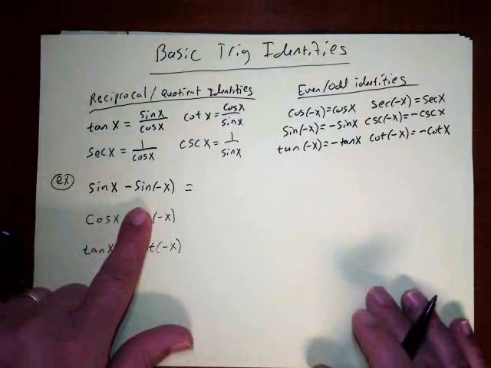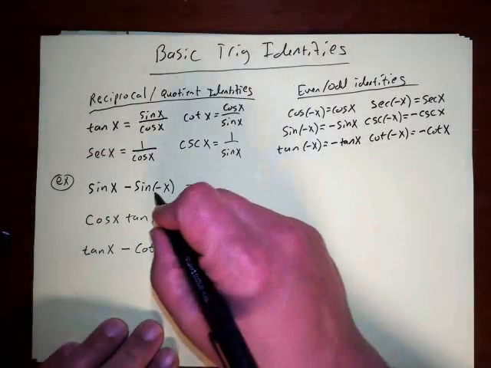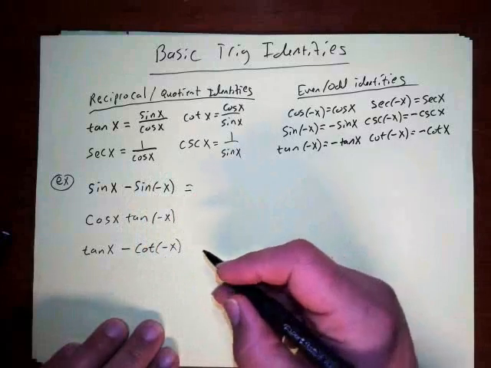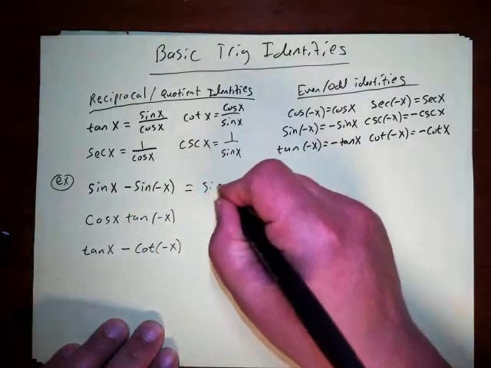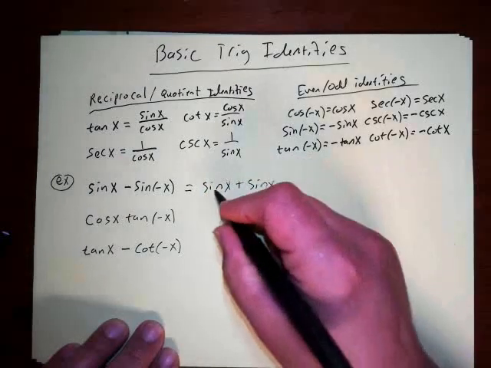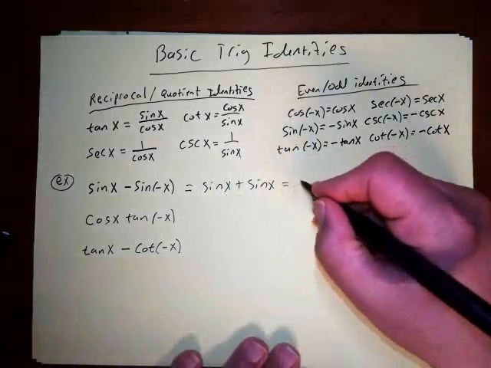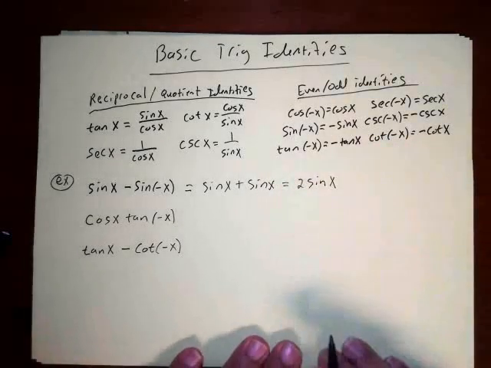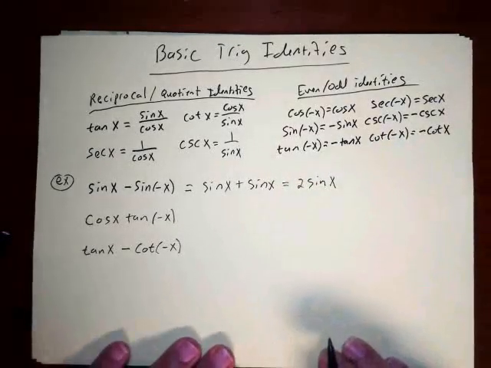So let's say I have this inside of a problem. Well, I can pull the negative sign out, and that turns the minus sign into a plus sign. And so what I get is sine x plus sine x. And those are common terms, so I could just write that as 2 sine x. So that simplifies down quite nicely.